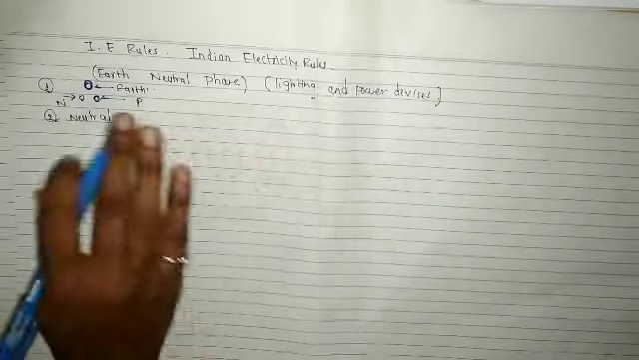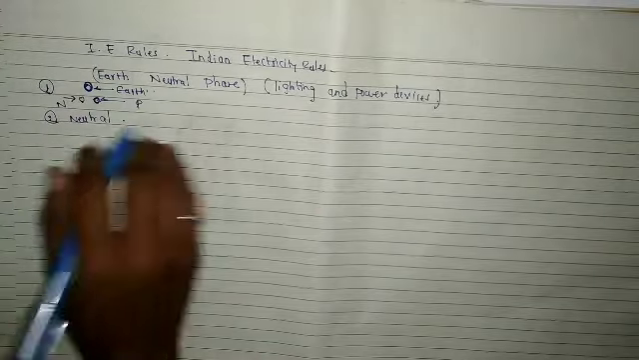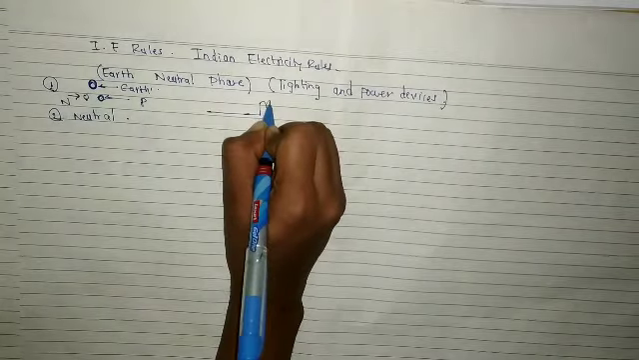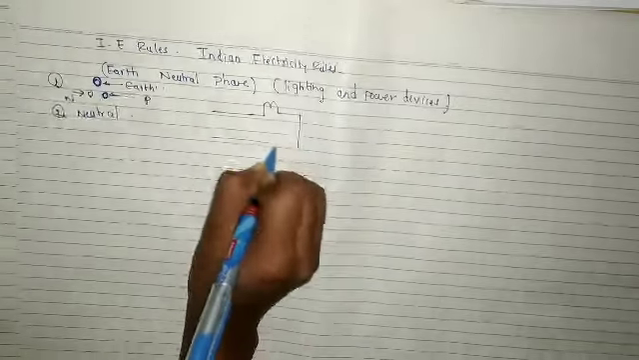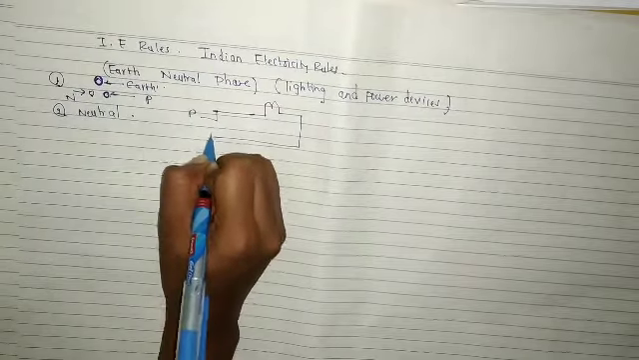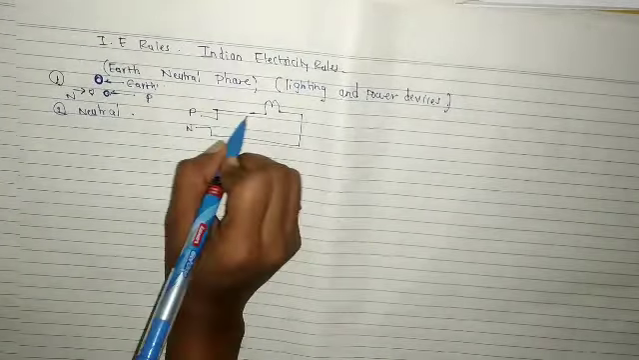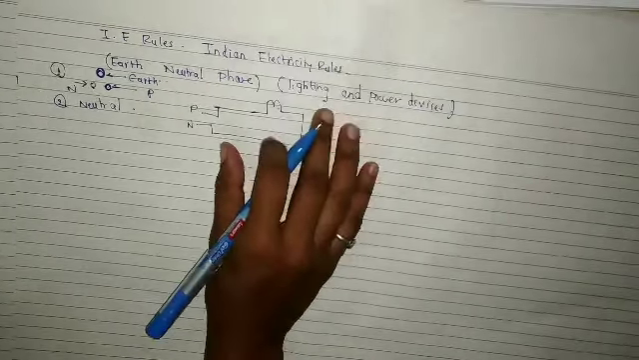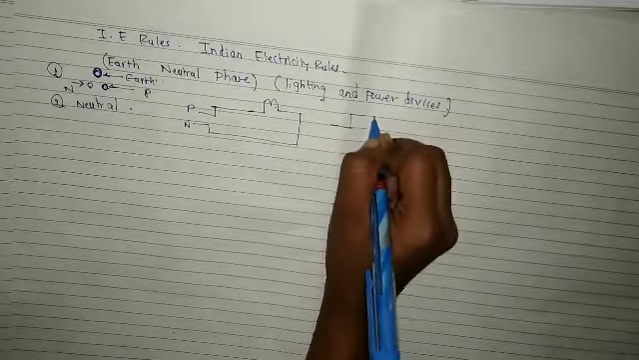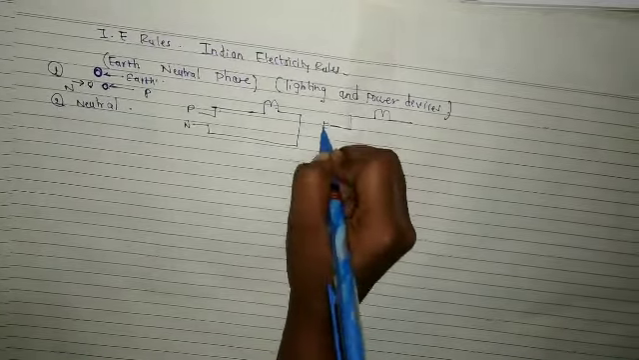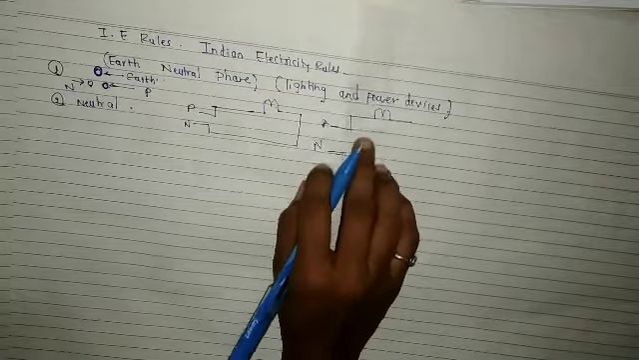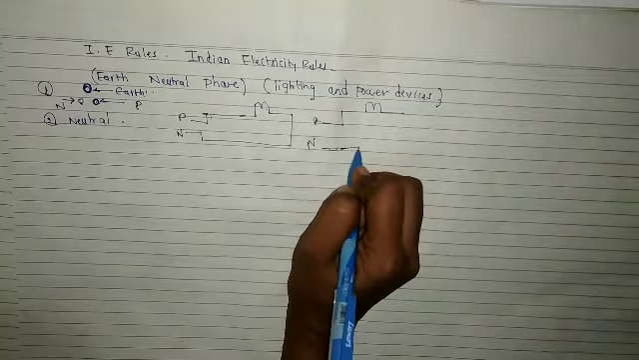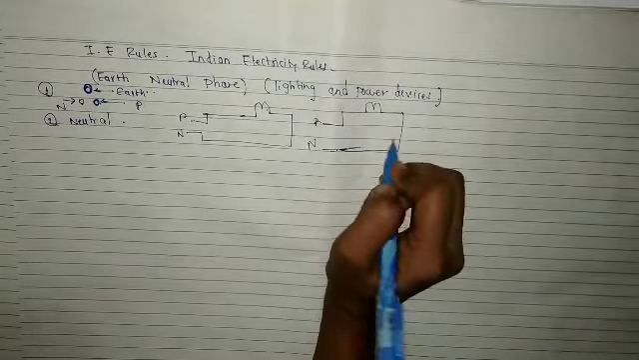Now, neutral provides the return path. Take one example. This is my phase, and this is my bulb. This is the phase wire and this is the neutral wire. Now this bulb is getting phase and getting neutral, so the bulb will glow. But when I provide only the phase, is the circuit completed? No. So we have to provide the neutral. It will provide the return path for our circuit.